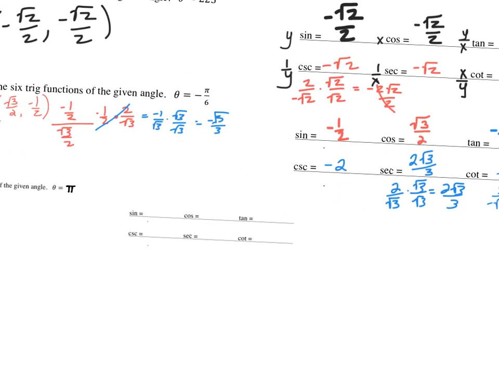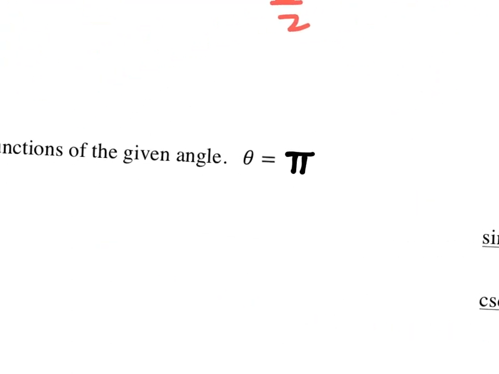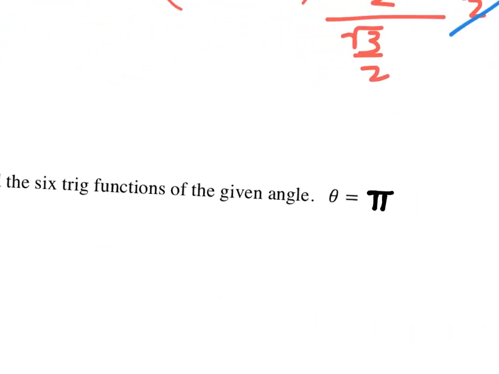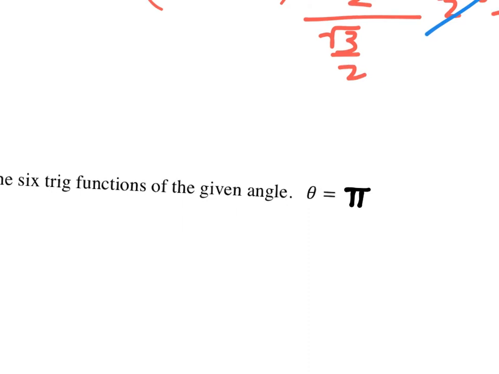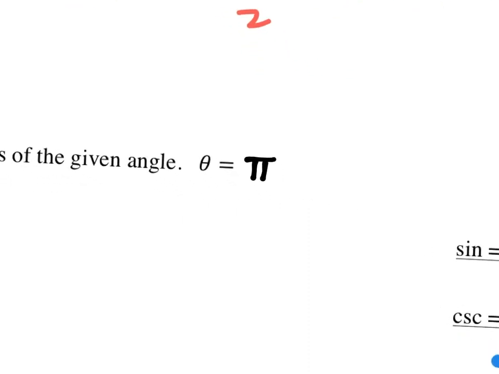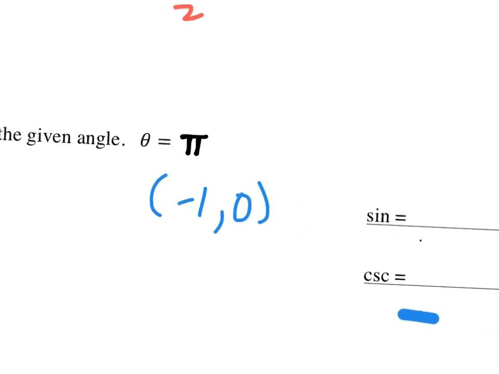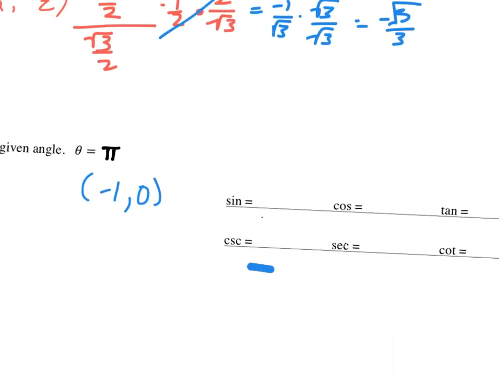Let's look at the last one on this page, and then I'm almost done. Looking at the unit circle, folks. What is the ordered pair at pi? What is it? No, negative 1, 0. Negative 1, 0. This is not meant to be a trick question, guys. If you get this, please don't make silly mistakes.